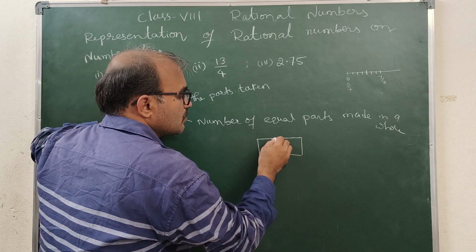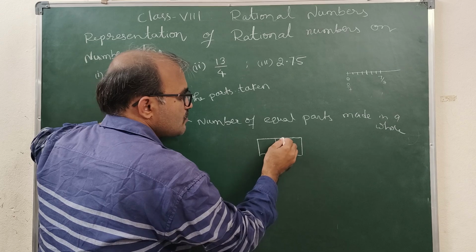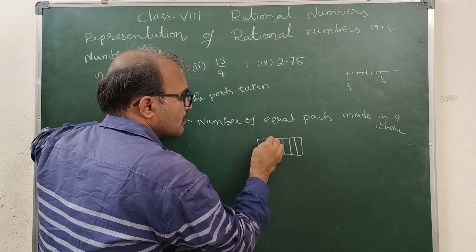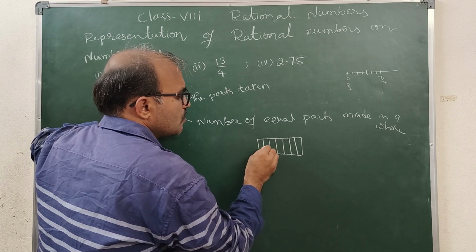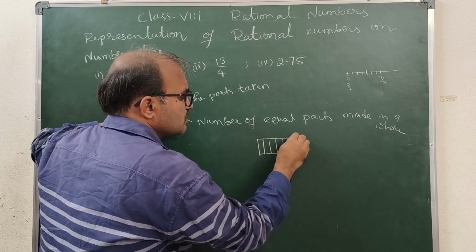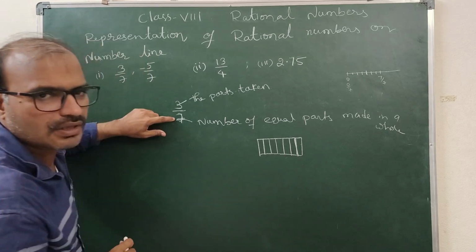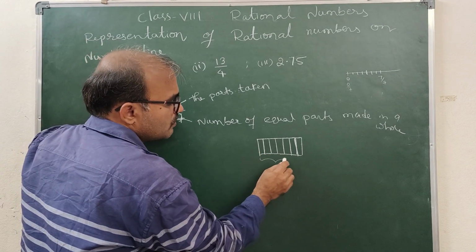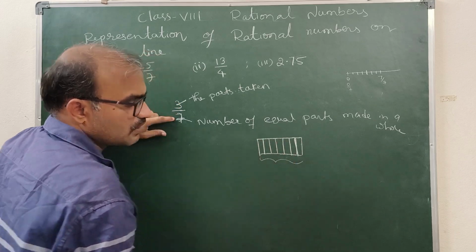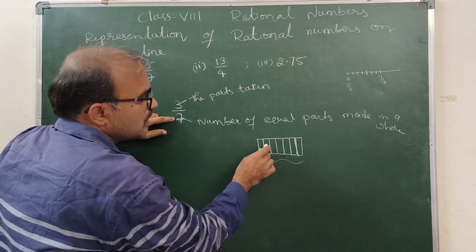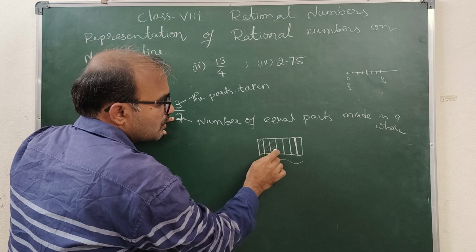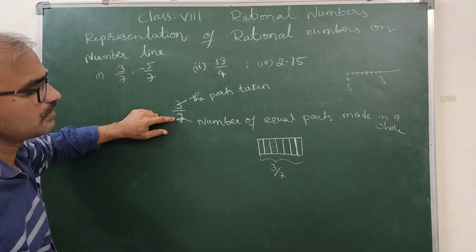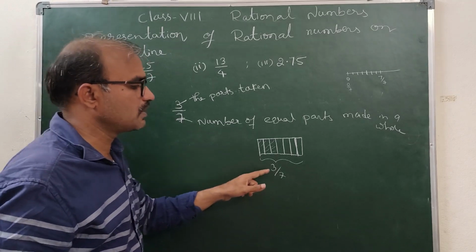So here, 1, 2, 3, 4, 5, 6, 7. All parts must be equal first of all, right? So here 7 parts are made. So in one whole, 7 parts are made. Consider this is a biscuit and we made 7 equal parts and 3 parts are taken, right? So this is 3 sevenths. This will be less than 1.